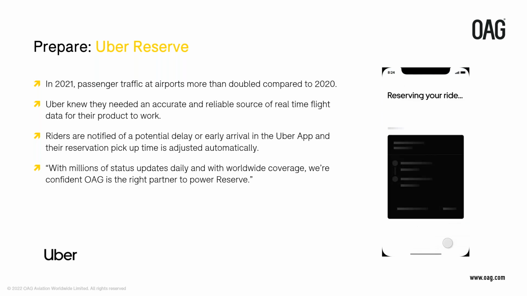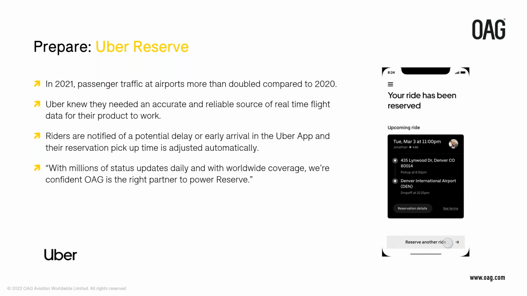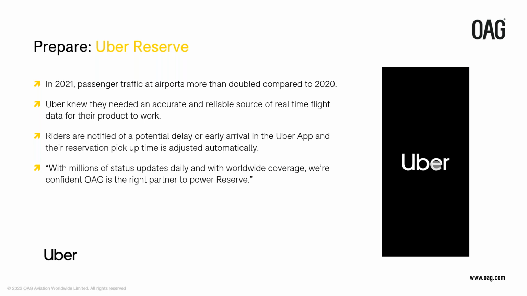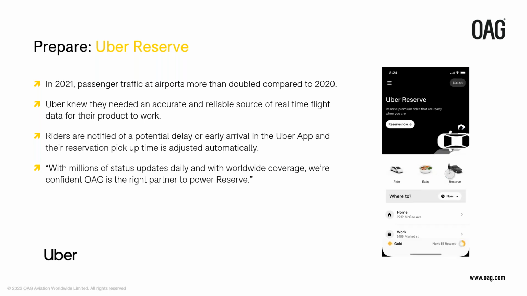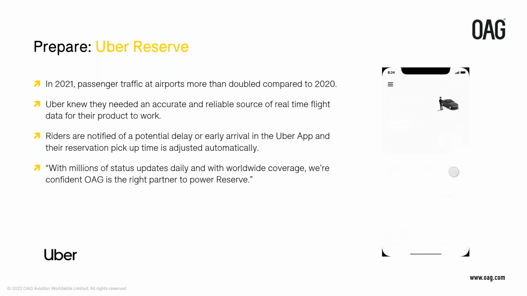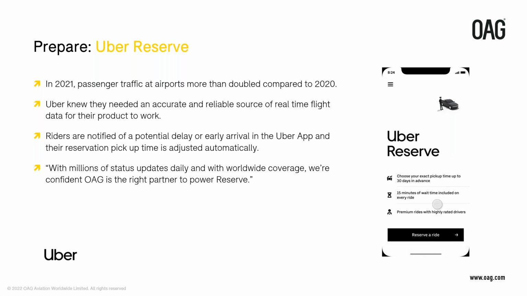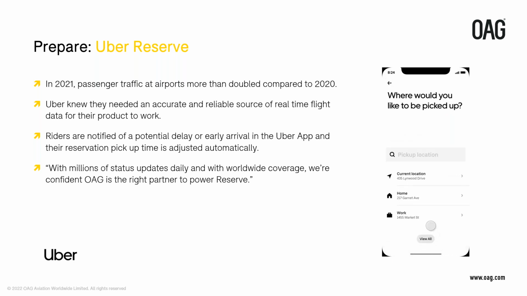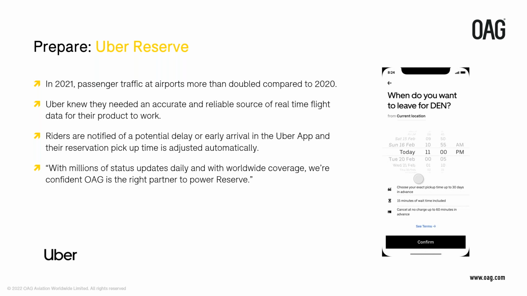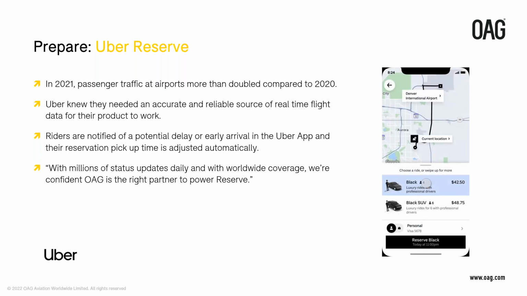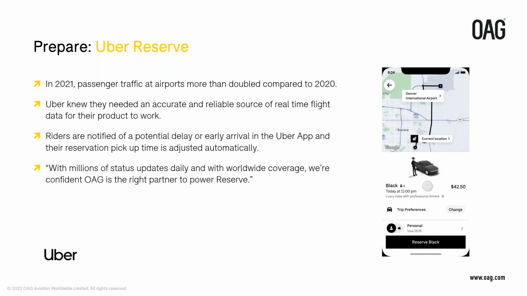And Uber know that they really need an accurate and reliable source of real-time flight data for this reserve product to work. A key thing here is to have drivers arrive exactly when they are needed, and of course so that the riders are notified of a potential delay or early arrival within the Uber app, and that their reservation pickup time is adjusted automatically. And a nice testimonial that we got from Uber is that, with millions of status updates daily and worldwide coverage, they're confident that we were the right people to partner with to power their reserve product.